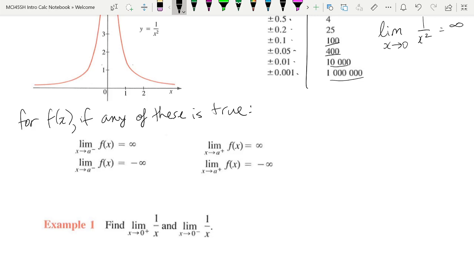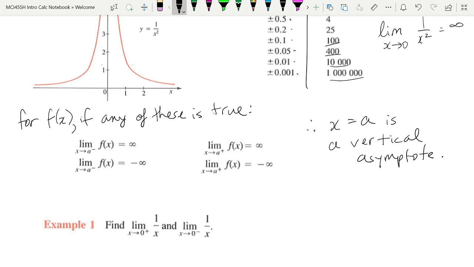Okay, so if you approach a from the left, you approach a from the right, and you're at infinity, or if you approach a from the left and a from the right, and you're at negative infinity, if any of those things is true, then you can say that x equals a is a vertical asymptote. And that's basically how you define a vertical asymptote in calculus, right? It still kind of means the things x can't be. But it can't be them because what's happening? Well, because as you get closer to it, you either shoot off to positive infinity or you shoot off to negative infinity.